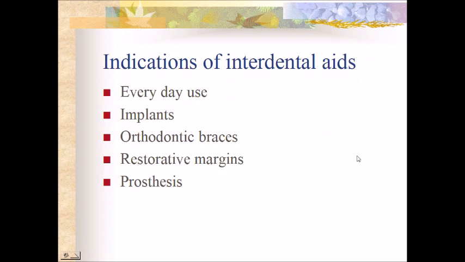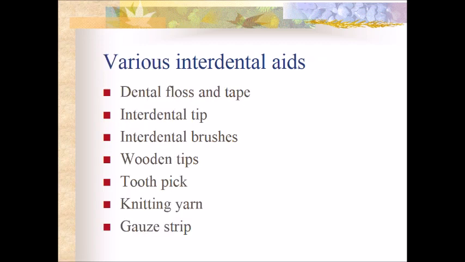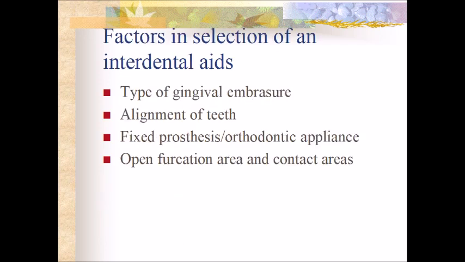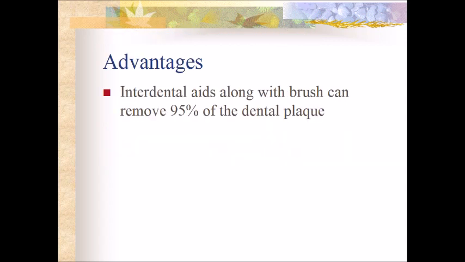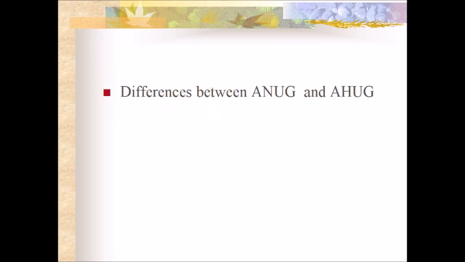Indications of interdental aids: everyday use, implants, orthodontic braces, restorative margins and prostheses. Various interdental aids are dental floss and tape, interdental tips, interdental brushes, wooden tips, toothpicks, knitting yarn and gauze strips. Factors in selection of an interdental aid: the type of gingival embrasure, alignment of teeth, fixed prosthesis, orthodontic appliance, open furcation area and contact area. Advantage: an interdental aid along with the brush can remove 95% of the dental plaque.